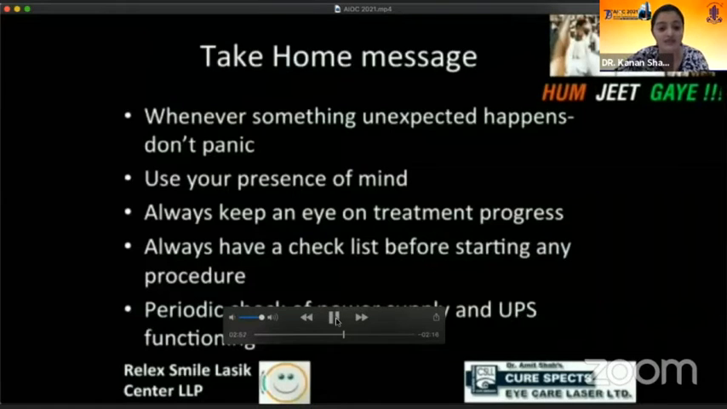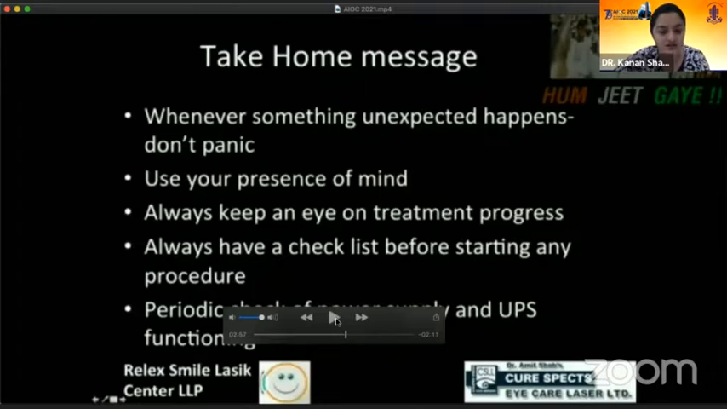So the take home message is: do not panic when unexpected things happen, and always keep an eye on the treatment progress bar along with the patient's eye, and a periodic checkup of the power supply and the UPS is needed.